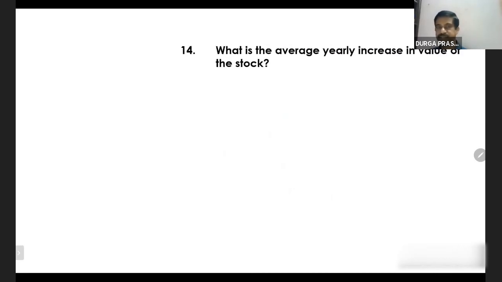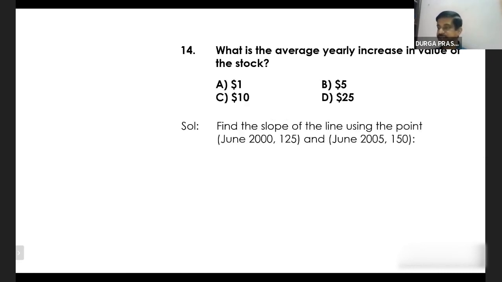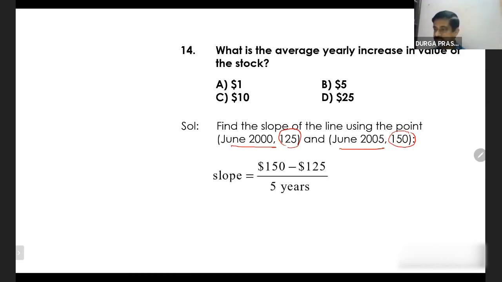Question number 14 says, what is the average yearly increase in the value of stock? Average yearly increase. So you take certain points, 2000 and 2005 June, and the values that are there at 2000 and 2005. So that should give you enough information. So this is 150 minus 125, that is 25, divided by the 5 years gap, isn't it? So that should give you the yearly increase in stock. So that is 25 by 5, that is $5 approximately. So please note it fast.